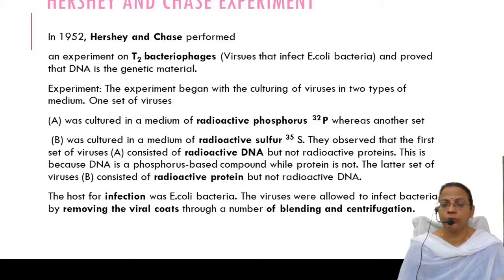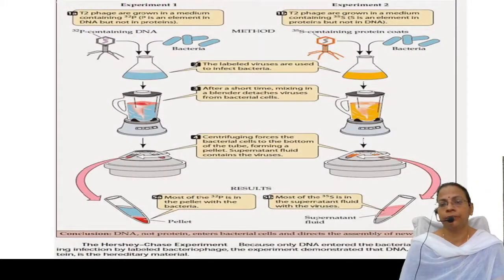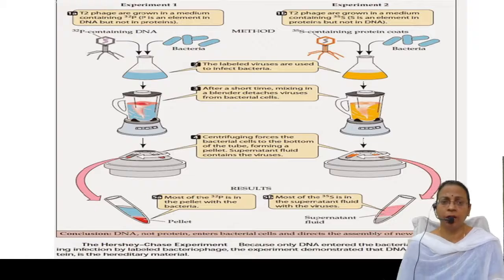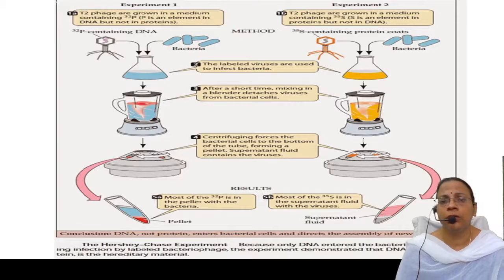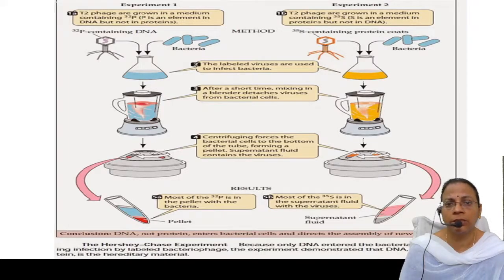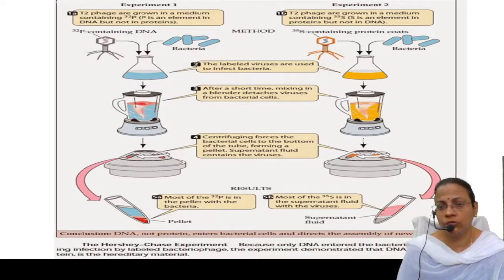After infection, the whole set was allowed to blend. The purpose of blending is that the whole culture medium, along with the E. coli which contained the T2 bacteriophages, was blended in a jar. The purpose of blending was to remove the viral coats from the bacterial cells. After a short time of mixing, the blender detaches the viral coats from the bacteriophages.